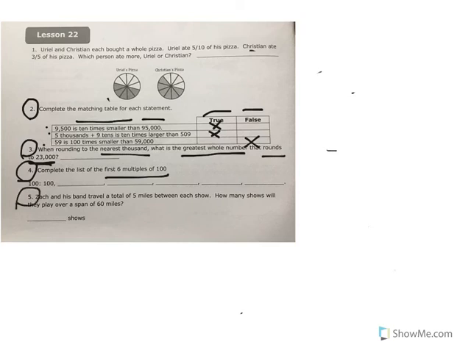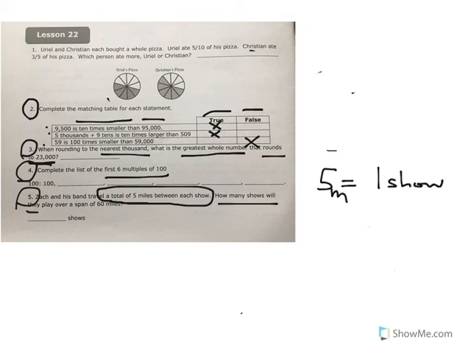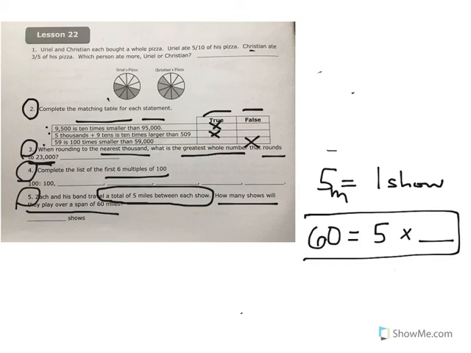All right, last one, number 5. Zach and his band travel a total of 5 miles between each show. So they travel 5 miles for one show, okay? How many shows will they play over the span of 60 miles? So basically, 60 miles is going to be 5 times what? 5 miles times a number of shows is going to be a total of 60 miles. So this is the equation basically we're solving for question number 5.